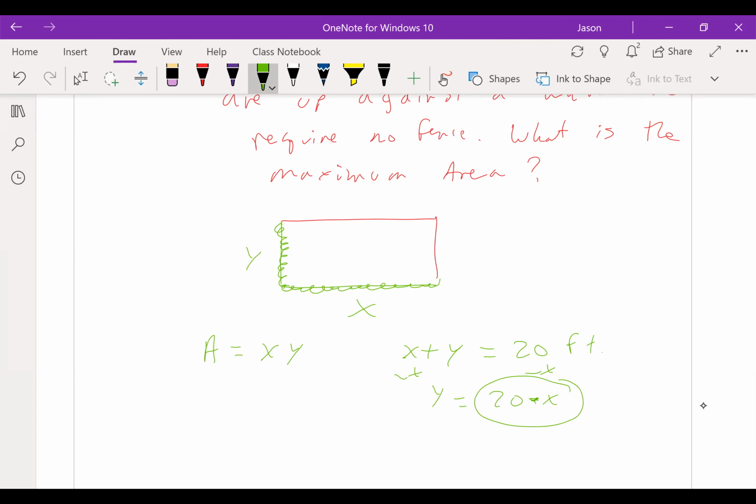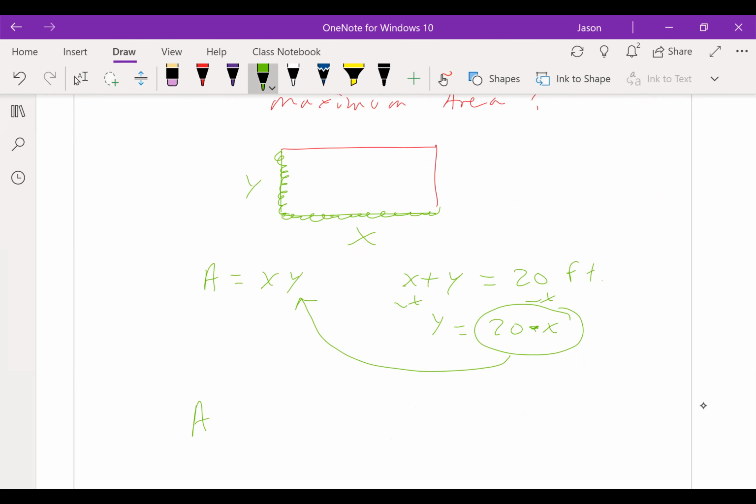And I can substitute this in for Y. So now I have my equation in just one variable. The area is equal to X times 20 minus X. You take whatever X is, subtract it from 20 and multiply by X, and that gives you your area, because Y has to be the difference between 20 and X. If X is equal to 8 feet, then Y would be 12, because 20 minus 8 is 12. Then I multiply the two together, and the area would be 96. That's just an example using real numbers.